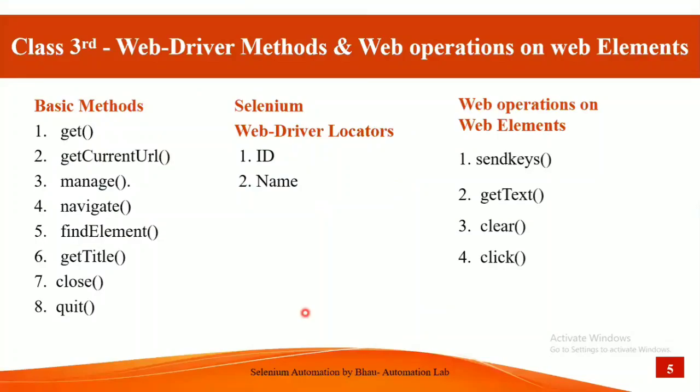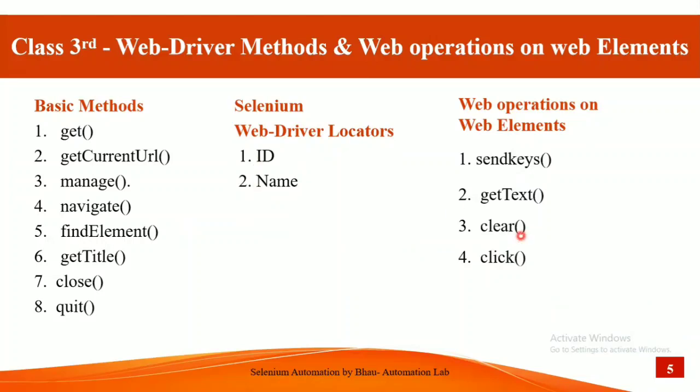So what is the use of this findElement method? Through the findElement method, we can find the element on the web page, and through these web locators, like ID, name, class name, XPath, CSS selector, we can find that element. Then we perform the web operation like sendKeys, getText, clear and click. So we have done findElement, ID and sendKeys.